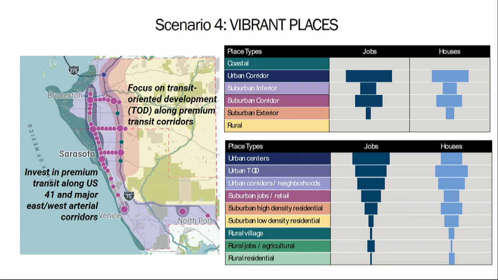And then the last scenario was a focus on placemaking and connecting our vibrant places, and we have a few of them. You'll see some pictures in a while that show some of them, that focus on transit-oriented development and ensuring that we don't build a lot of roads. And you can see that housing again is not focused in the rural areas, so the continuation of sprawl is stopped under vibrant places.